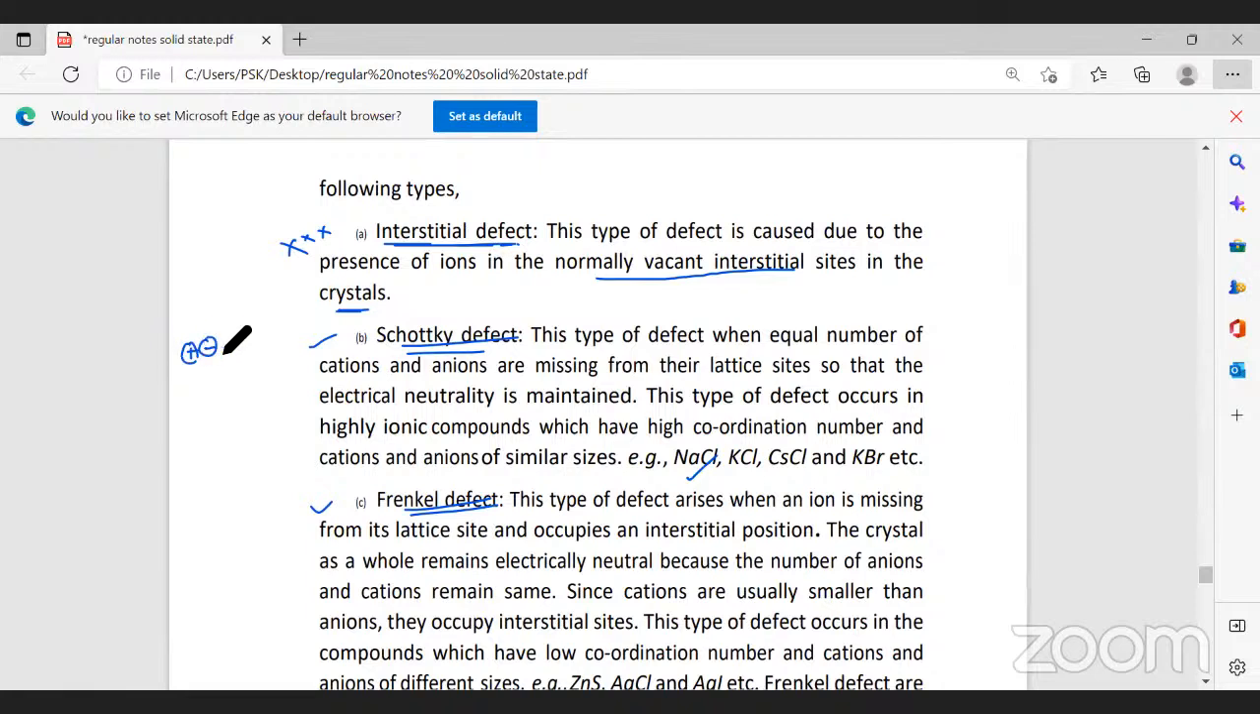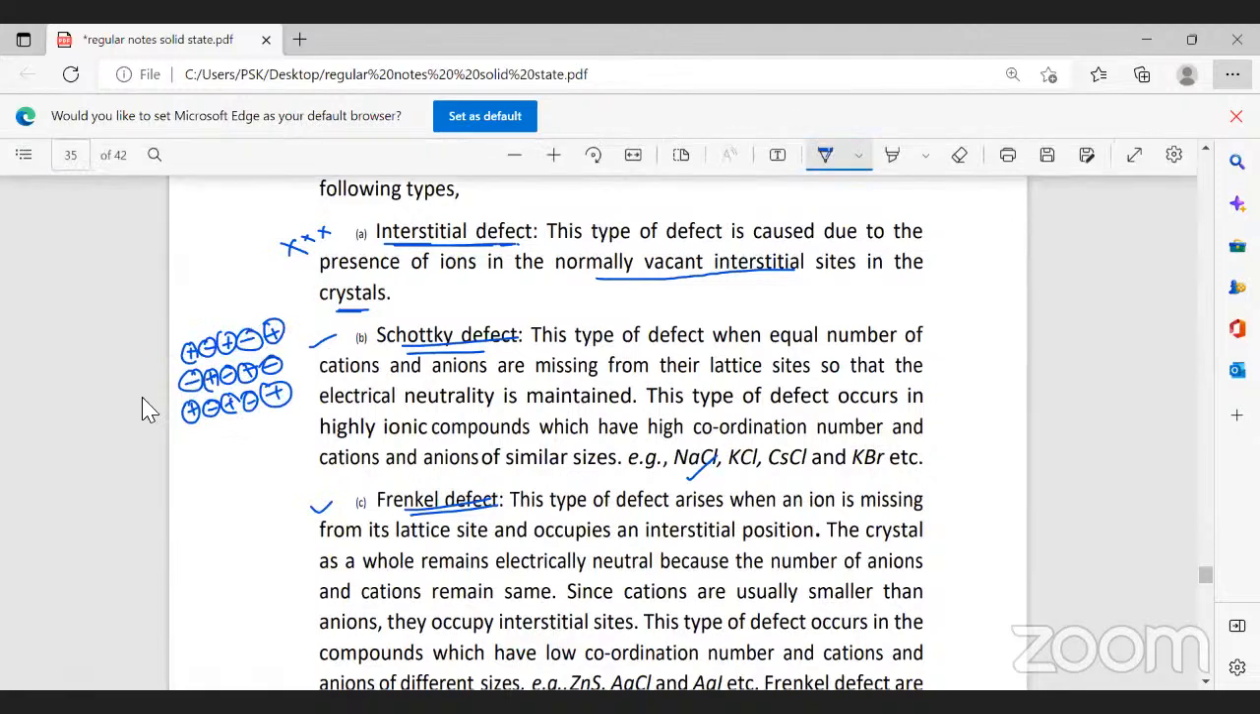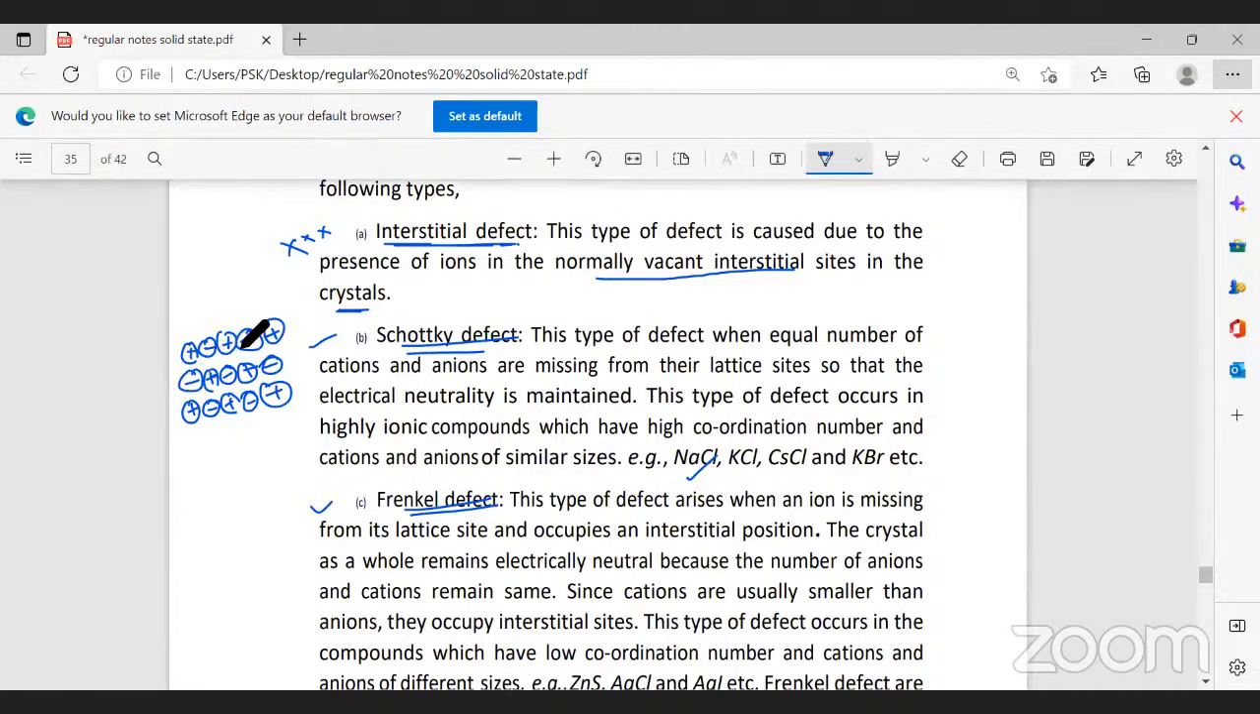This is Cl, this is Na, this is Cl, this is Na. This is sodium ion, chloride ion, sodium ion, chloride ion, sodium, chloride, and this is sodium. Now tell me, there is a perfect order, opposite charges: positive, negative, positive, negative. Anyway, now this is a crystal.